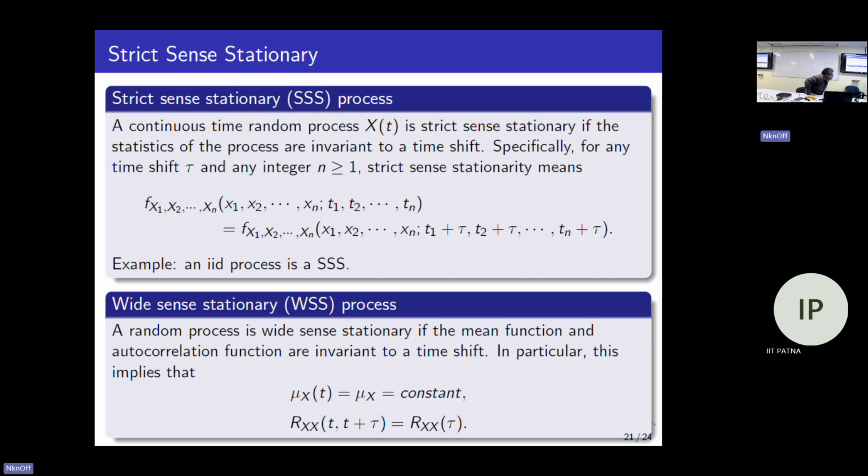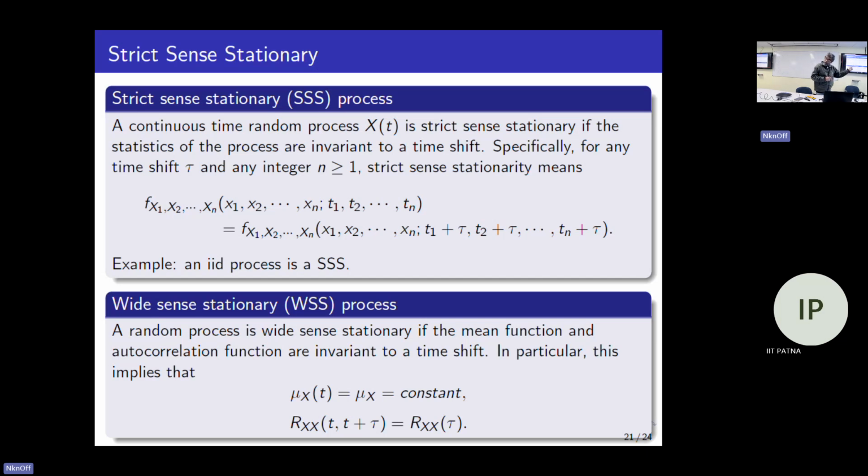That means, let's say we take these two ensembles and calculate a joint distribution, and then we shift to T1 plus tau and T2 plus tau and make a joint distribution of that. If they are both the same, it is called strict sense stationary. That means the joint PDF is not changing when you shift the time. That is the thing: T1, T2, and here T1 plus tau. That means you have the ensembles, and you shift the whole ensemble by tau, but the joint PDF is not changing.